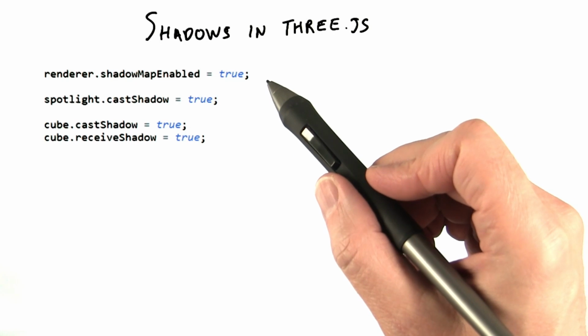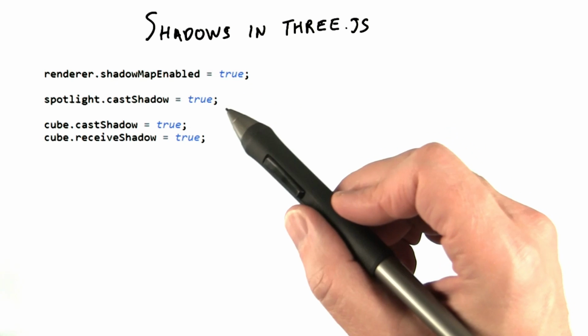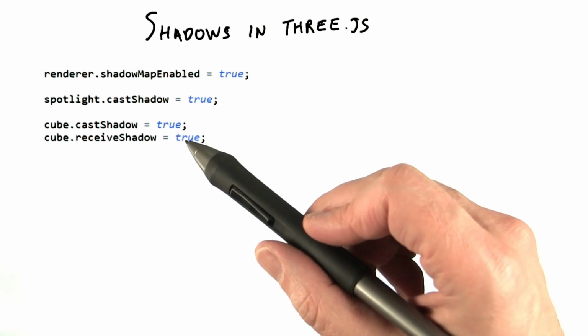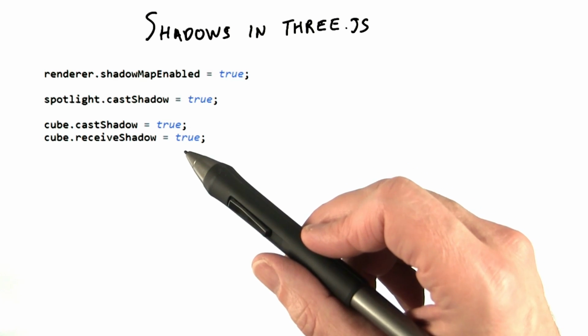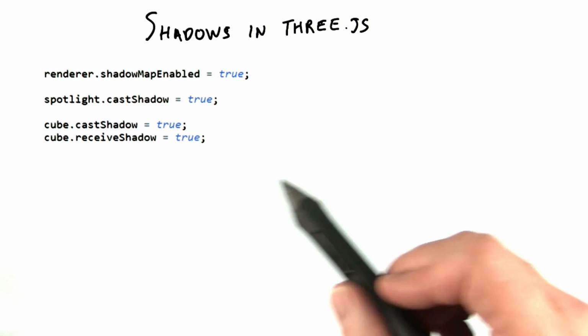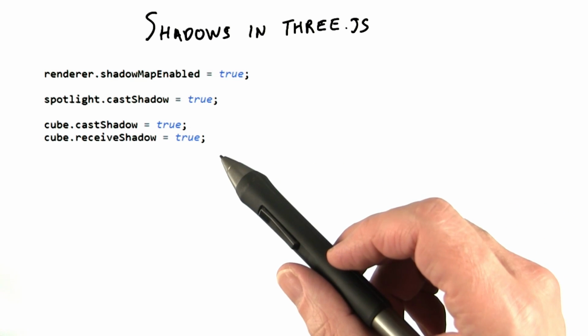Turning on shadows for a scene is pretty straightforward in three.js. You enable the shadow map on the renderer itself and tell the spotlight to cast shadows. For each object, you have a choice. You can have it cast or not cast a shadow, and you can have it receive or not receive shadows from other objects. For example, if you know a ground plane is never going to cast a shadow, you can save a little processing by not setting the cast shadow flag to true for it.